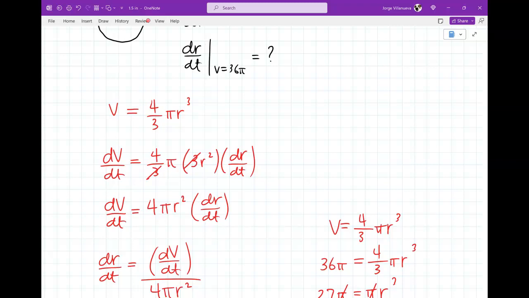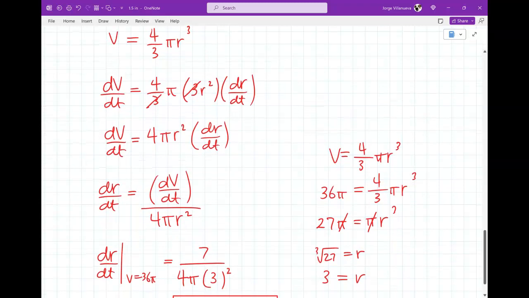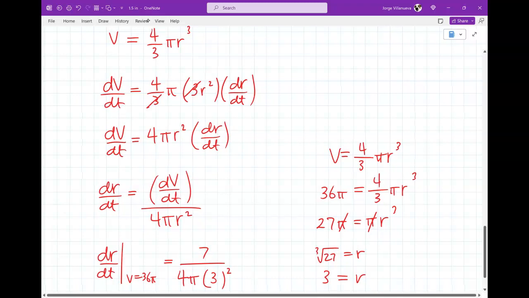I mean, if you don't want to do cancellation, just multiply 4 times 3, that's 12, divided by 3 is 4, right? You can do it that way too, but just cancellation is fine. Any other questions on this one?